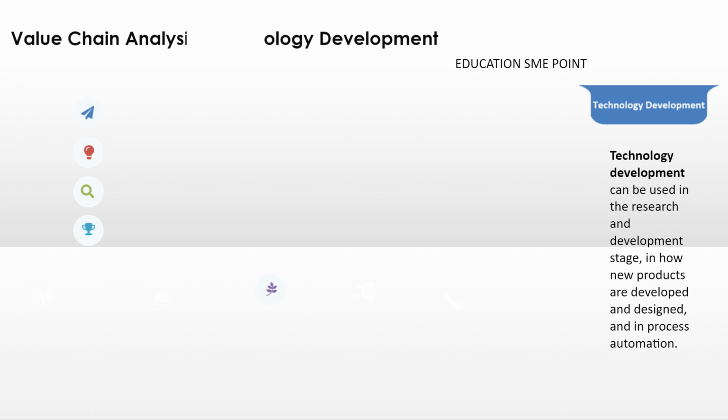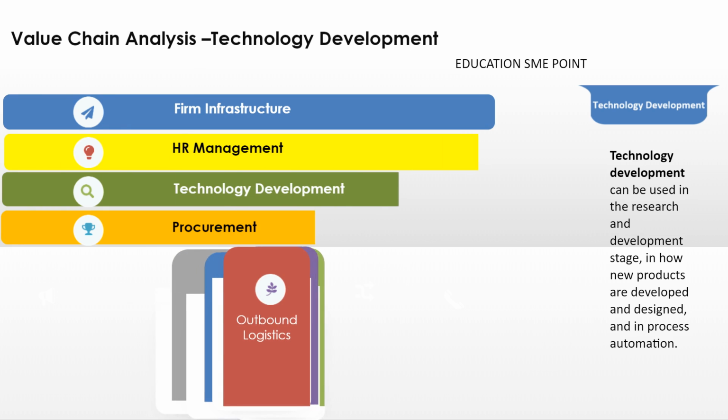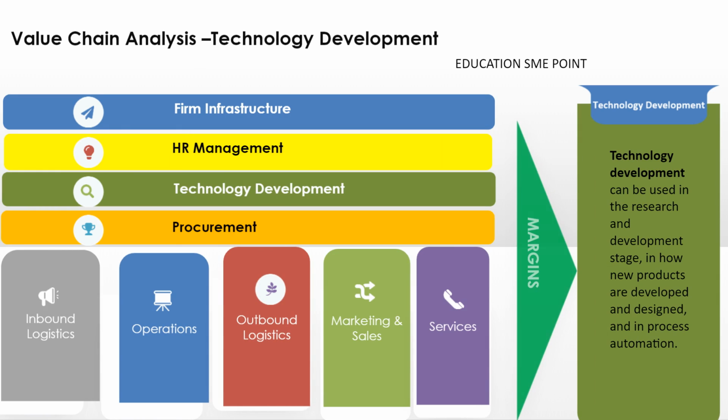Technological development. Technology development can be used in the research and development stage, in how new products are developed and designed, and in process automation. These activities relate to managing and processing information, as well as protecting a company's knowledge base. Minimizing information technology costs, staying current with technological advances, and maintaining technical excellence are sources of value creation.